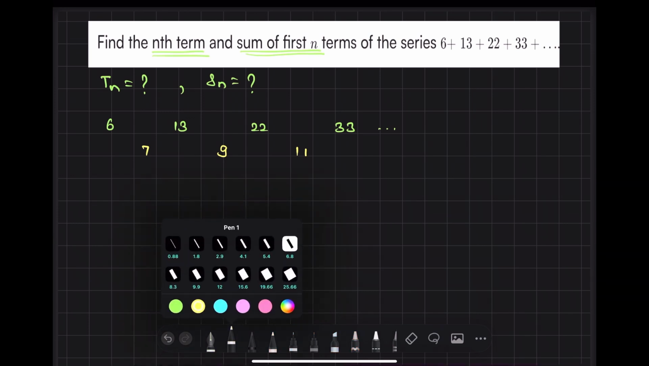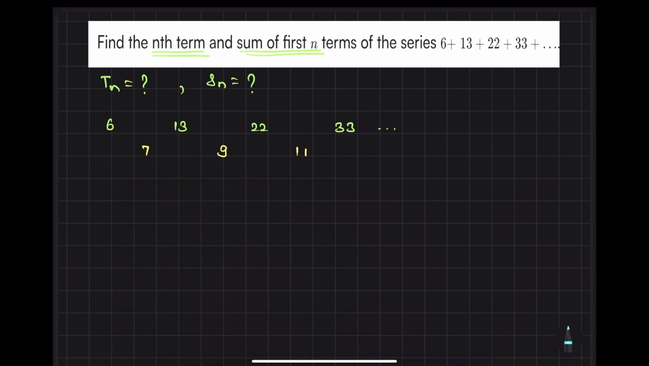We want either a constant number or we want a GP. So we didn't get anything, and again we will take the difference. 9 minus 7 is 2, and 11 minus 9 is 2. So we got the constant number.